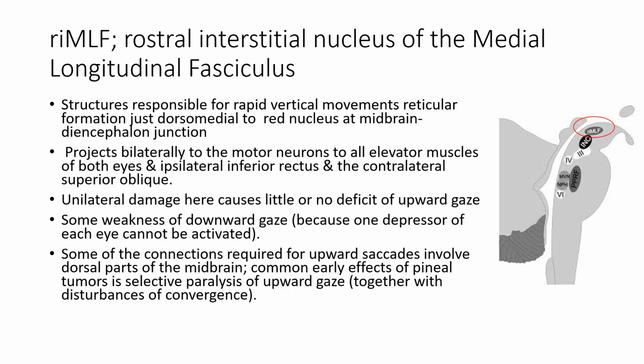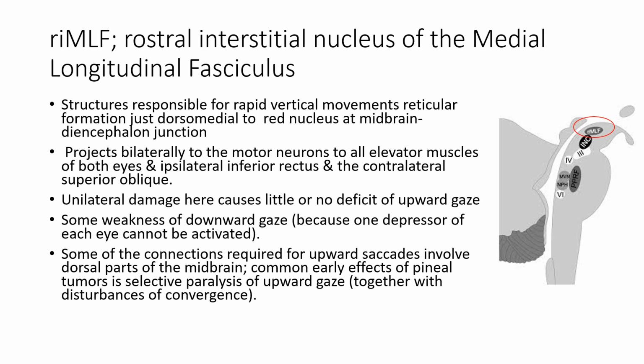The machinery for rapid vertical movements is located in the reticular formation, just dorsal medial to the red nucleus at the midbrain diencephalon junction, in a region called the rostral interstitial nucleus of the medial longitudinal fasciculus, or what we call the RI-MLF. The RI-MLF on each side has a peculiar pattern of connections. It projects bilaterally to the motor neurons for all of the elevator muscles of both eyes, and to the motor neurons for the ipsilateral inferior rectus and contralateral superior oblique.